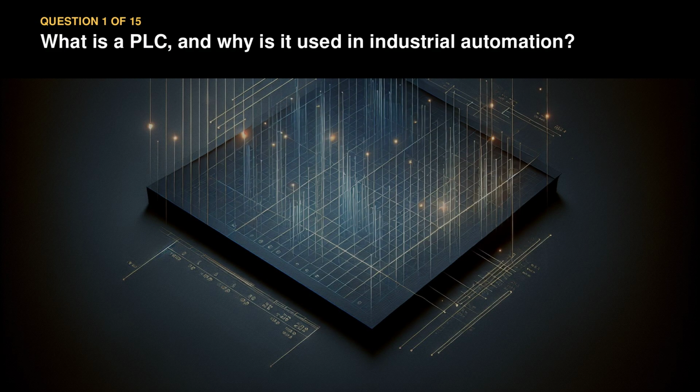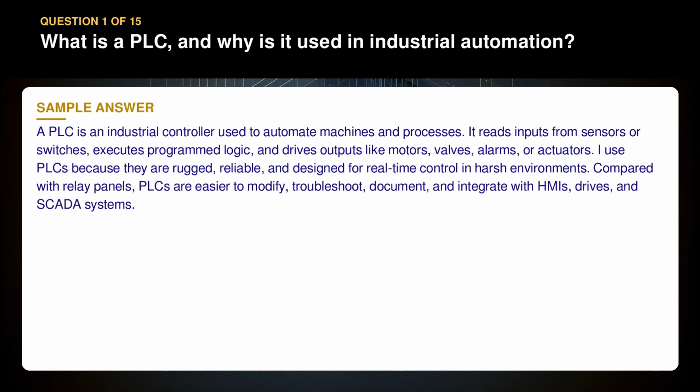Question 1. What is a PLC, and why is it used in industrial automation? A PLC is an industrial controller used to automate machines and processes. It reads inputs from sensors or switches, executes programmed logic, and drives outputs like motors, valves, alarms, or actuators. I use PLCs because they are rugged, reliable, and designed for real-time control in harsh environments.